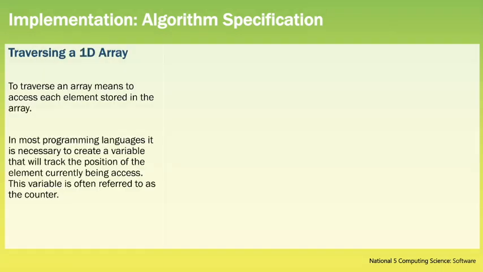When we're working with arrays, we need to know how to traverse through them. And traversing through an array is the process of accessing each element within the array. When we're traversing through an array, in most programming languages, it is necessary to create a variable that will keep track of where we are within the array. This variable is often referred to as a counter.